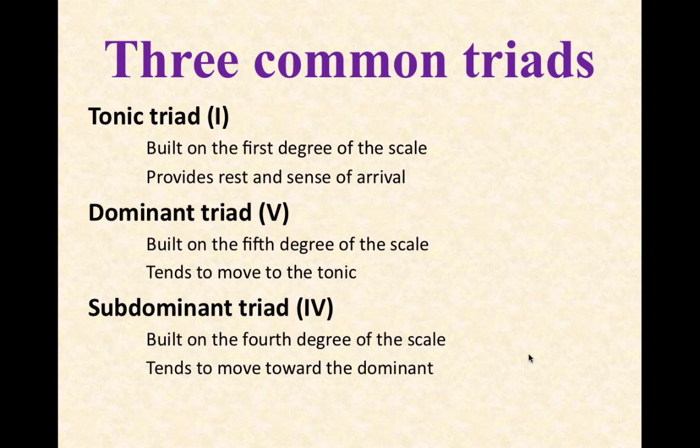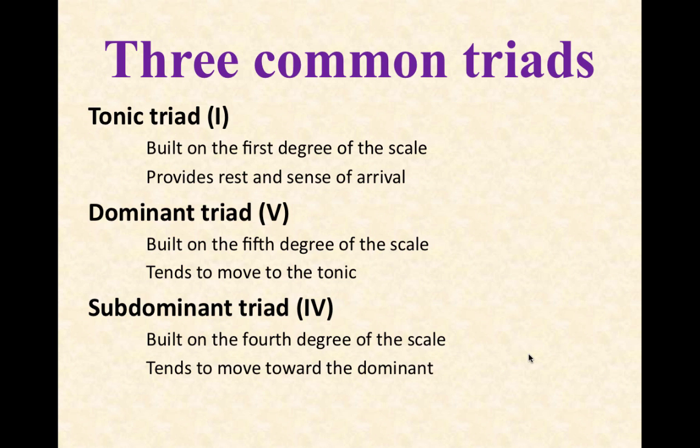Consonance is when we take chords and pitches that sound agreeable and stable and nice together. Dissonance is when we take resting chords and insert pitches that sound disagreeable and possibly unstable harmonically. Dissonance creates tension and anxiety in the music. The dominant triad, Roman numeral 5, is built on the fifth degree of the scale, and it tends to move to the tonic.